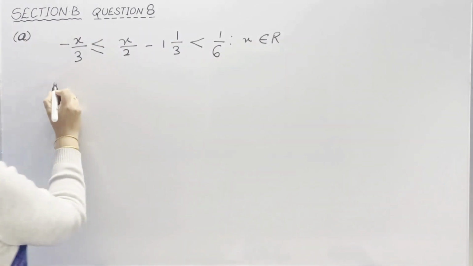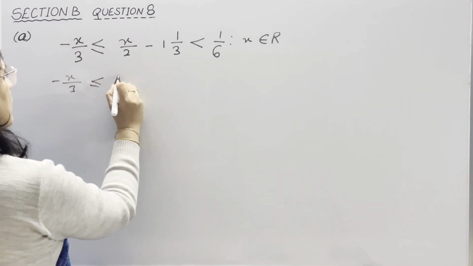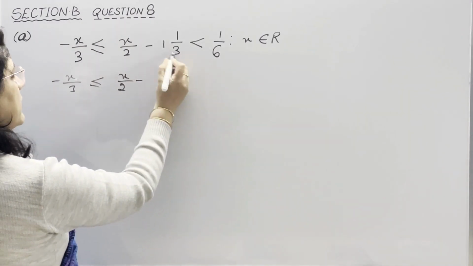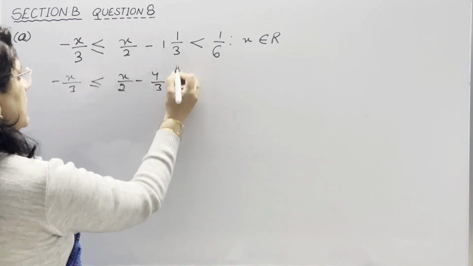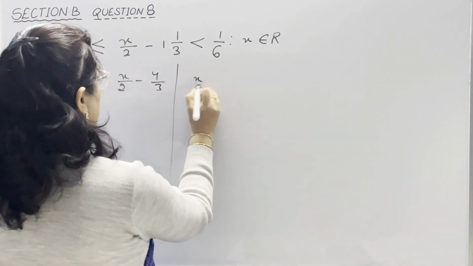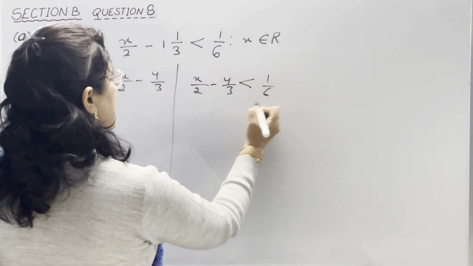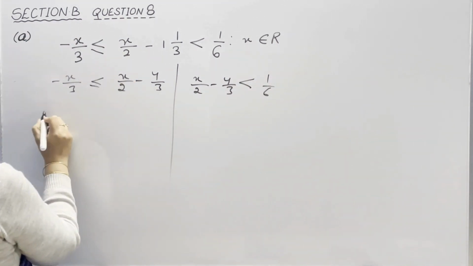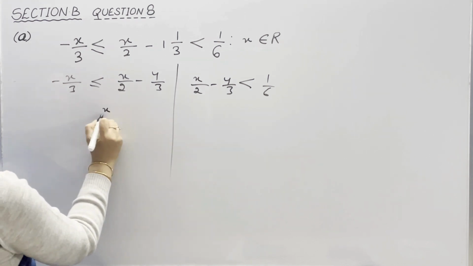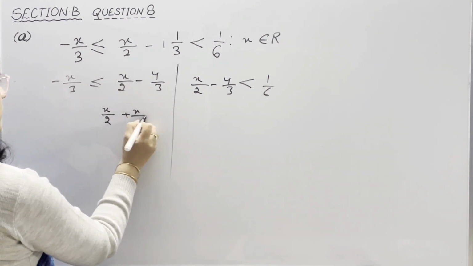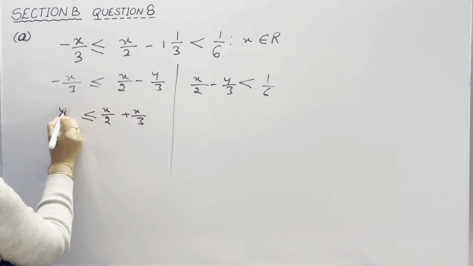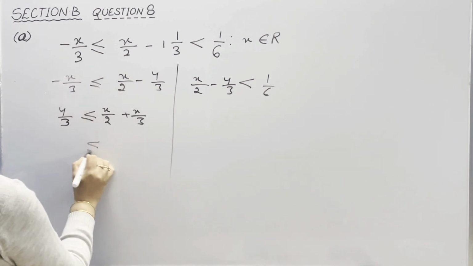So, minus x upon 3 is less than or equal to x upon 2 minus 4 upon 3 is our first part, and x by 2 minus 4 upon 3 is less than 1 by 6 is our second part. So, transposing, x by 2 plus x by 3, then 4 by 3.